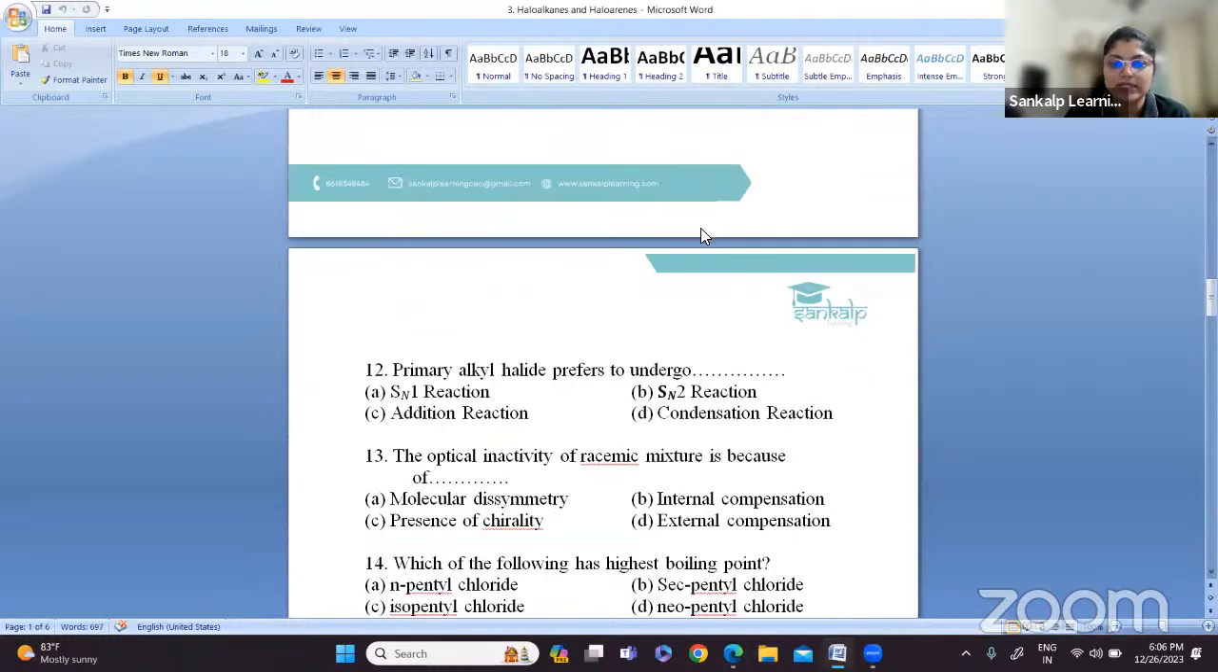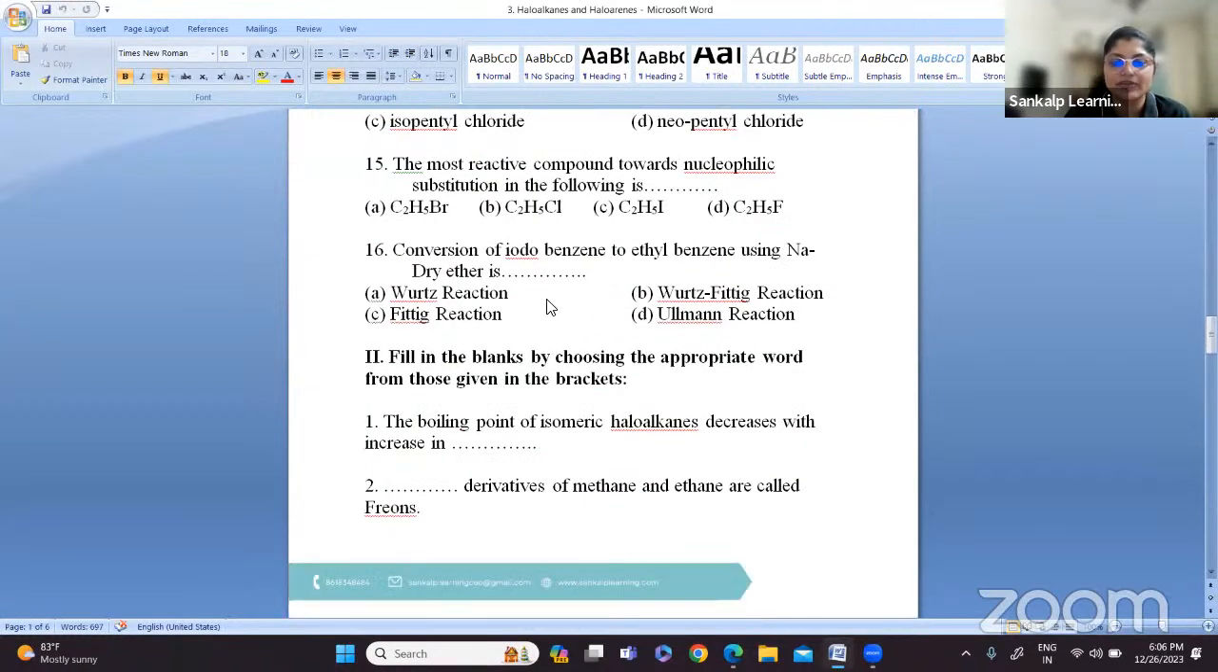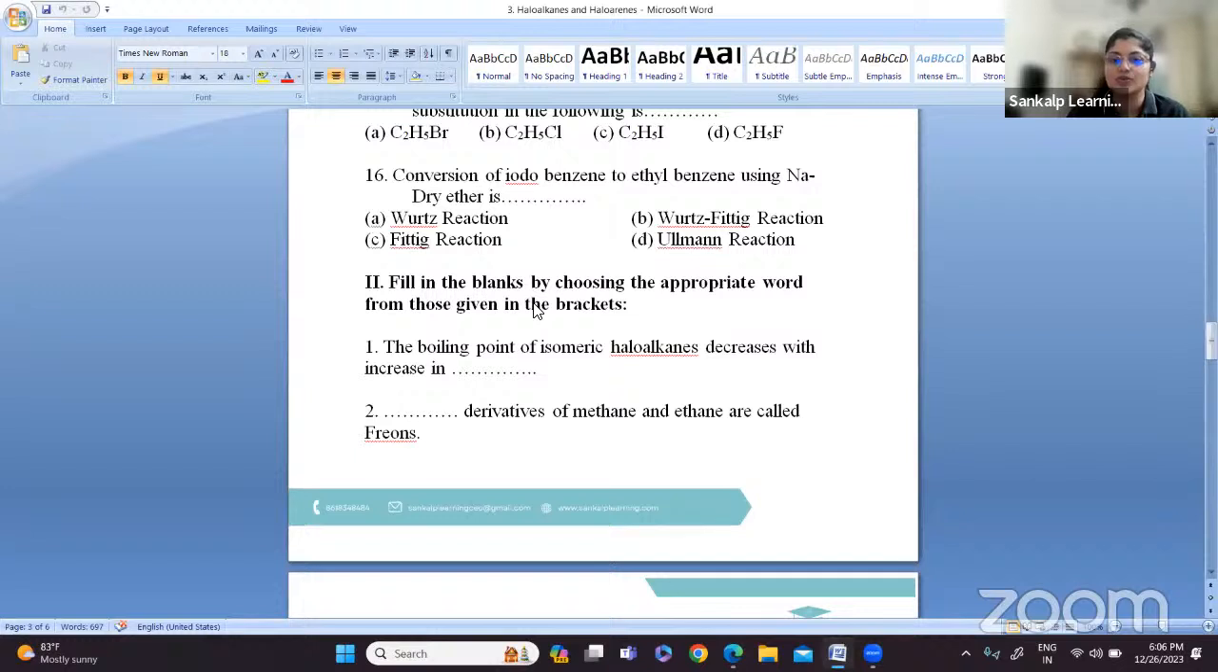Now we'll see the fill in the blanks which we are supposed to do from this particular chapter. As you know, you can give your answers in the chat box, and from there I'll be replying to you. We'll start with the fill in the blanks.